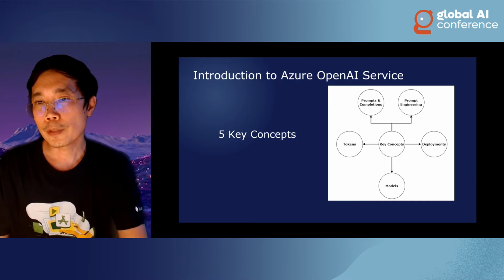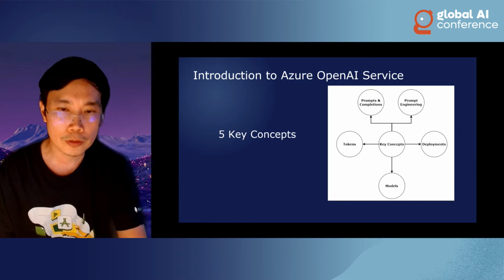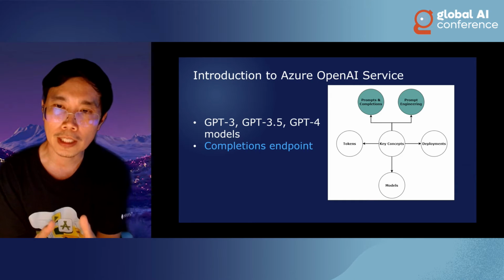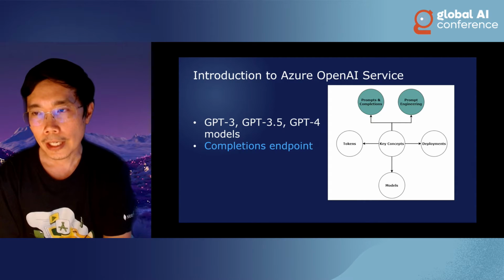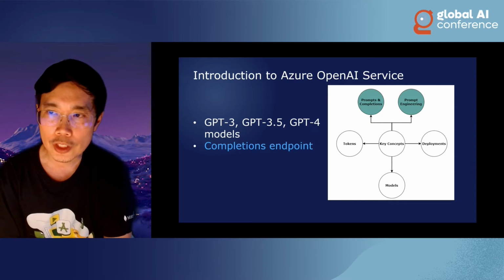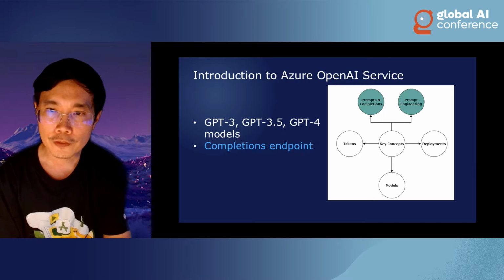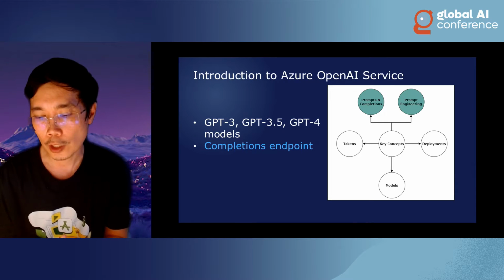This is the fundamentals of the five key concepts: prompt, completion, prompt engineering, token, deployment, and model. We're going to do it step by step. The first two things I group into one concept: normally we can use the Azure OpenAI Service by using Azure OpenAI Studio to create the prompt, like a prompt engineer. That means we can create the completions endpoint, where we can select the GPT-3, GPT-3.5, and GPT-4 models. So this is about the tools inside the Azure OpenAI Service.